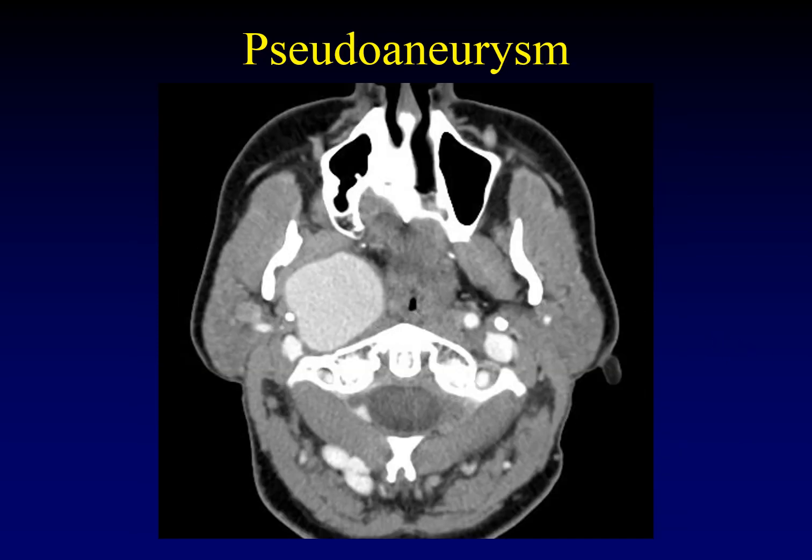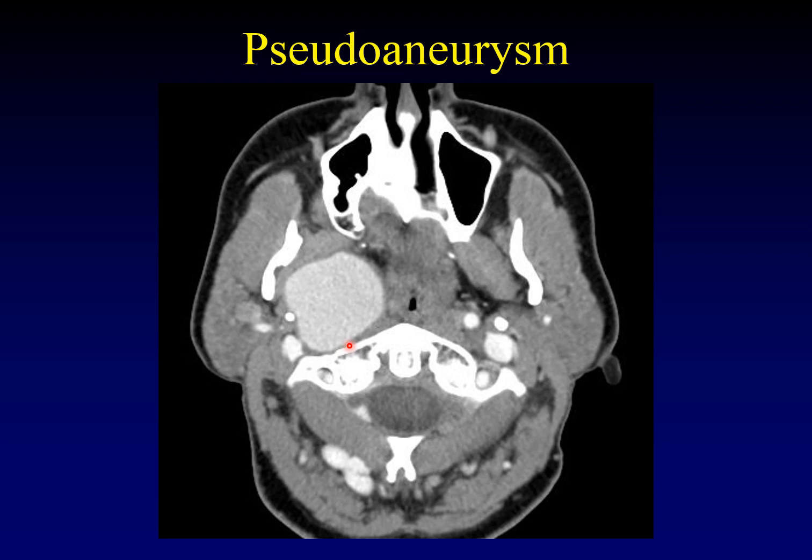Pseudoaneurysms generally arise from the internal carotid artery just below the skull base. How can I be sure that this huge mass here is actually a pseudoaneurysm? Well, first I've got to figure out what compartment in the suprahyoid neck it came from. And so I noticed that the parapharyngeal fat has been displaced anteriorly and medially. That tells me that this came from the poststyloid parapharyngeal space and is either a vascular or a neural tumor.